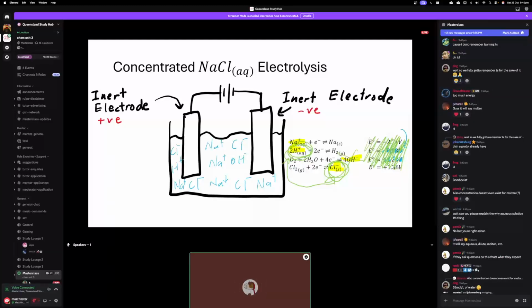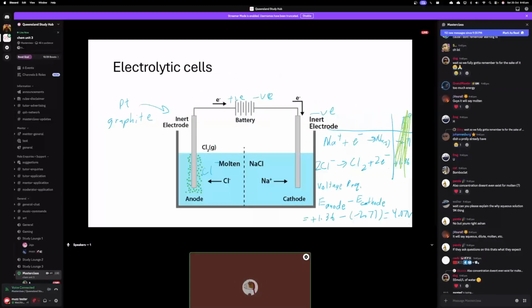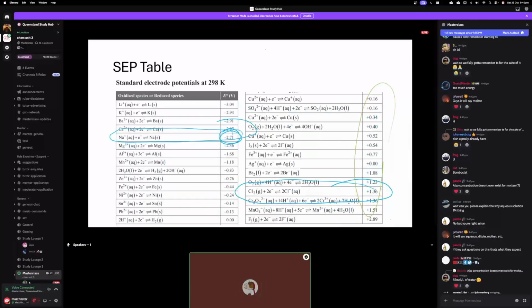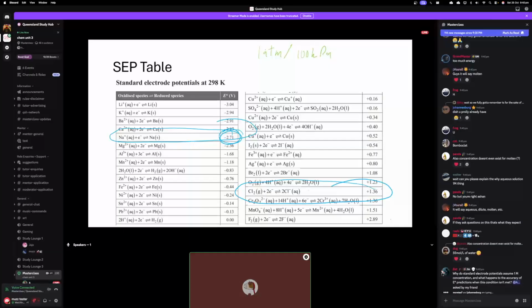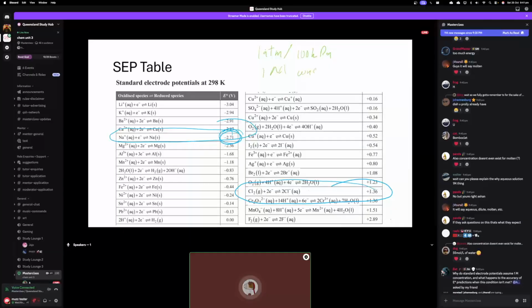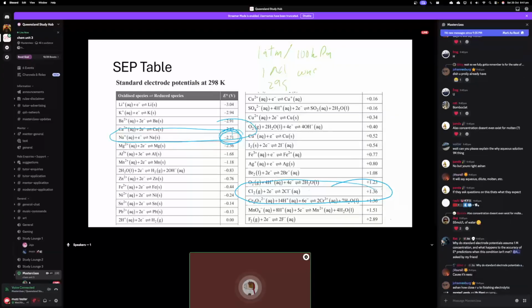Why aqueous solution? One of the assumptions of this table, because remember, I was getting all my numbers from this table. This table makes some assumptions. The assumptions are 1 atmosphere, or 100 kilopascals, same thing. It assumes 1 molar concentration, and assumes a temperature of 298 Kelvin.